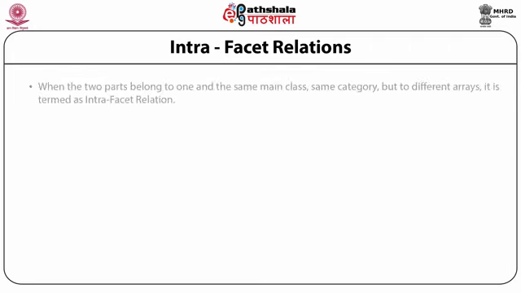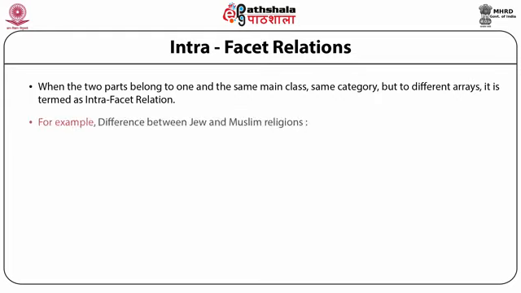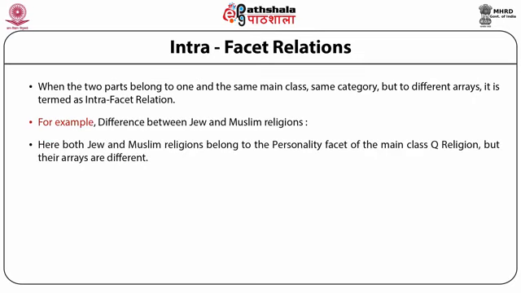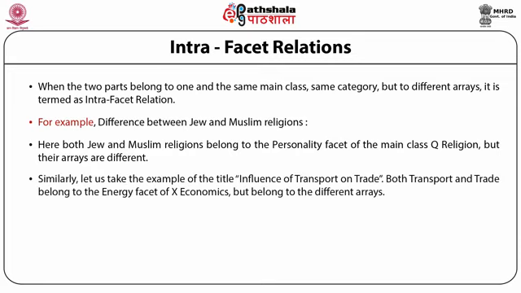Intrafacet relations. When the 2 parts belong to one and the same main class, same category, but to 2 different arrays, it is termed as intrafacet relation. For example, difference between Jew and Muslim religions. Here both the Jew and Muslim religions belong to the personality facet of the main class Q religion, but their arrays are different. Similarly, let us take the example of the title, Influence of Transport on Trade.